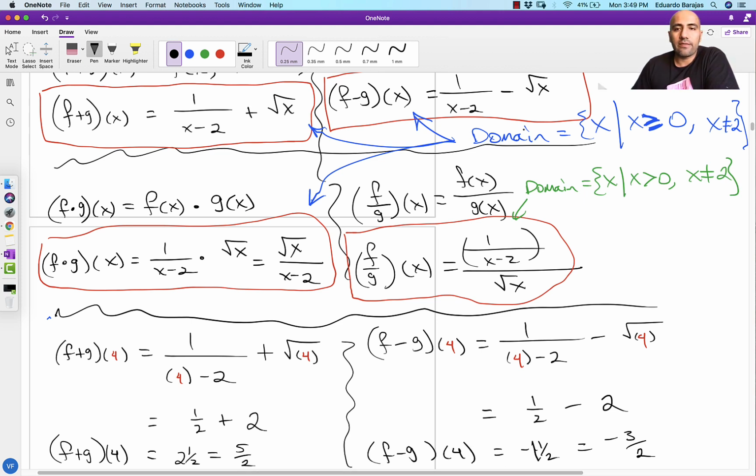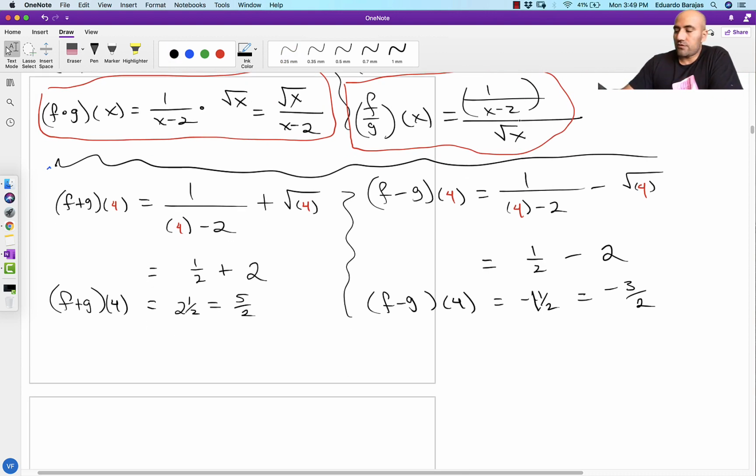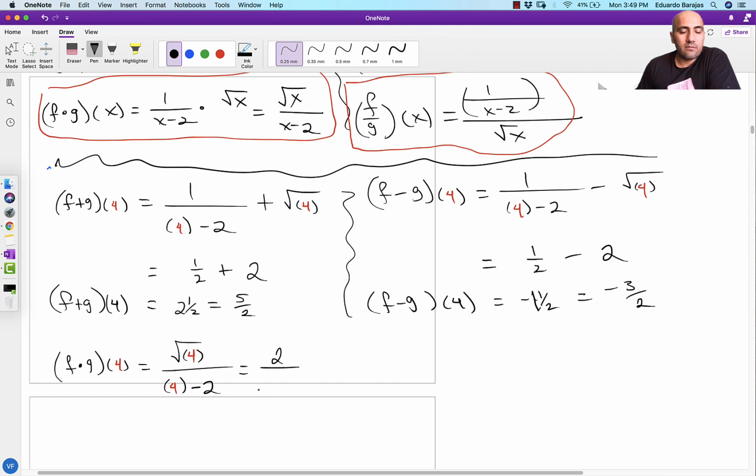So that's f minus g evaluated at 4, just following along this set of instructions. And then I can do the others. So now let's do the product. The product is f times g evaluated at blank. And so that's going to be equal to square root of blank divided by blank minus 2. And we're inputting a 4. 4 goes there, 4 goes there, 4 goes there. So we end up with 2 divided by 2 equals 1. So f times g evaluated at 4 is going to be equal to 1.